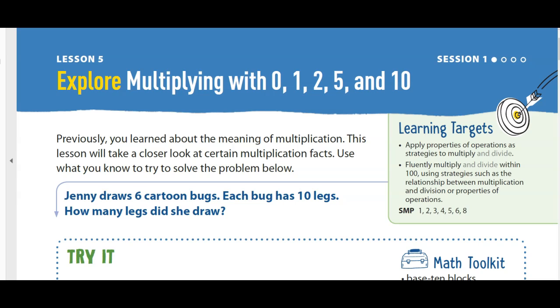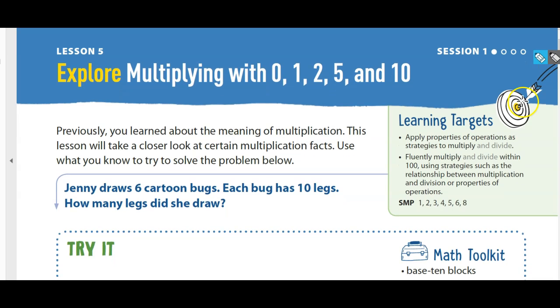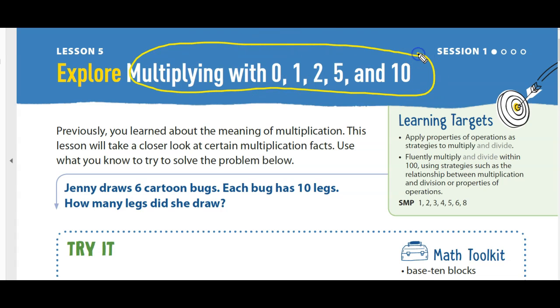So this is still Unit 5, Unit 2. We're going to be doing Lesson 5, okay? And in this lesson, or this session, Session 1, we're going to be talking about multiplying. And we're going to multiply with zeros, ones, twos, fives, and tens in this section, okay?